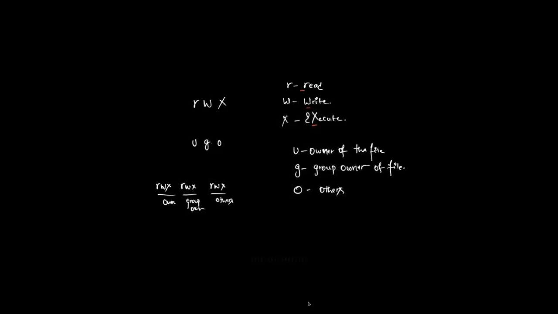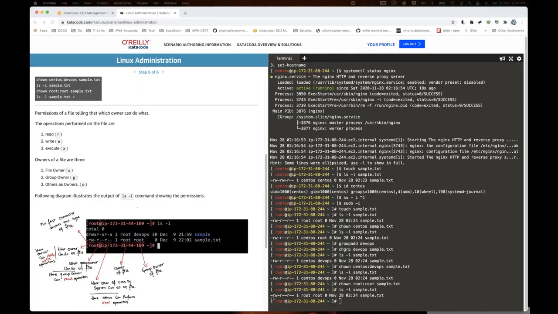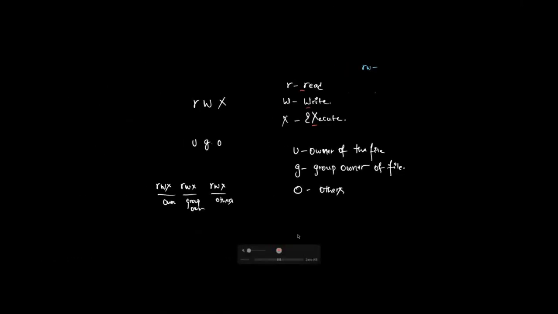Okay, now if you look at the file system example here, you have rw-r--r--. So what is the permission there? It is rw-, then r--, and r--. That means what the owner can do, what the group owner can do, and what others can do. The owner can read and write. What the group people can do is only read, and what others can do is only read.